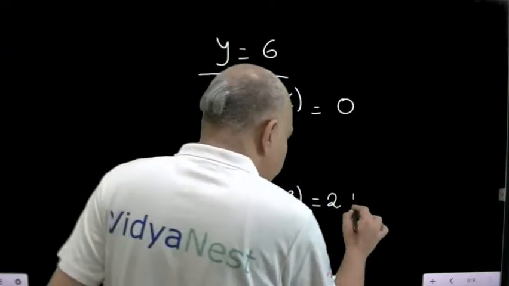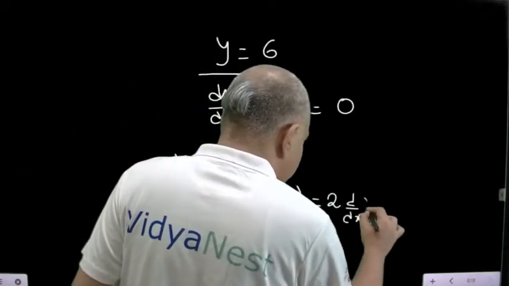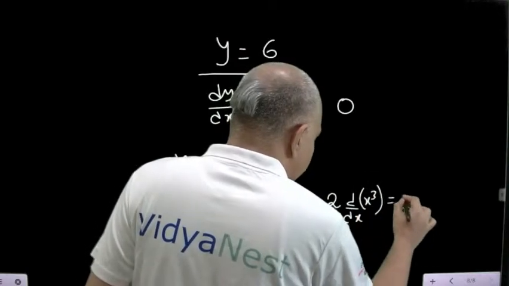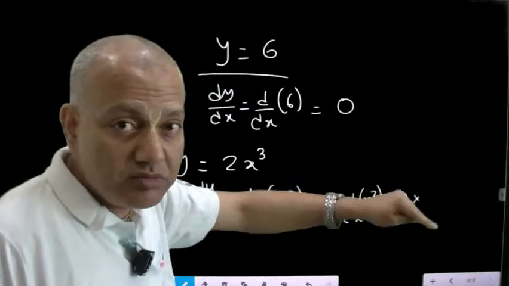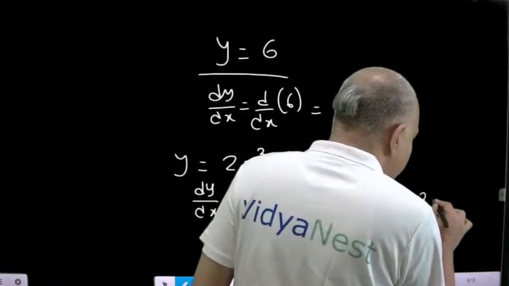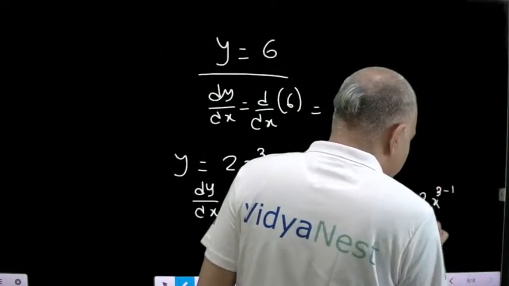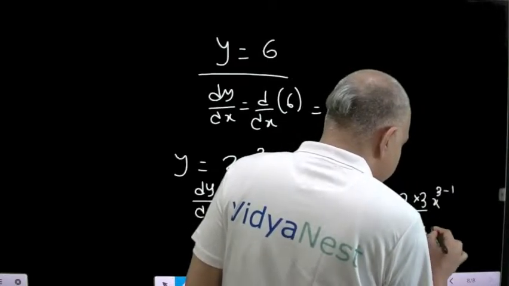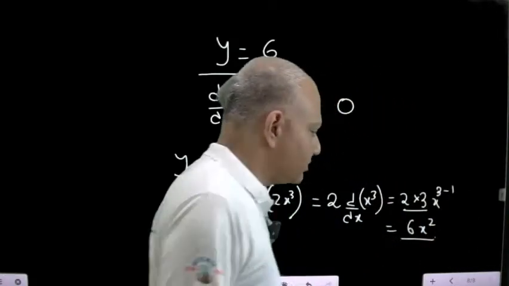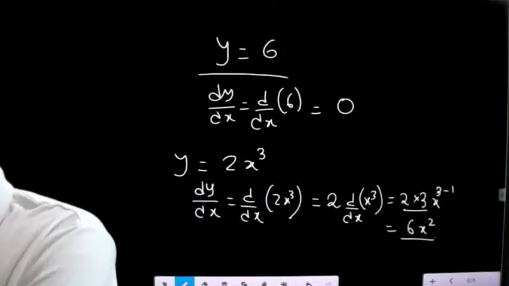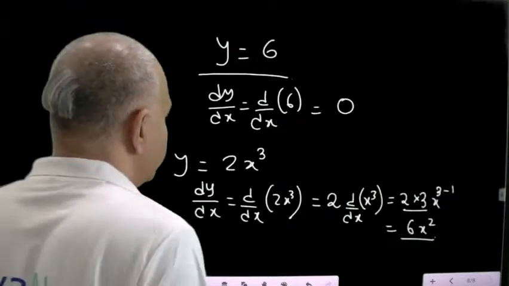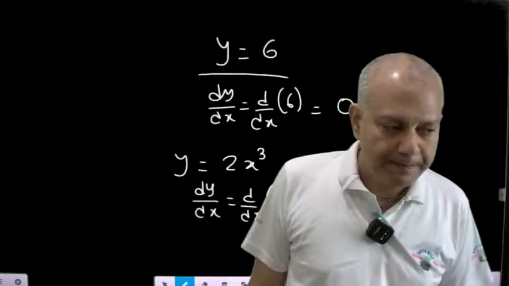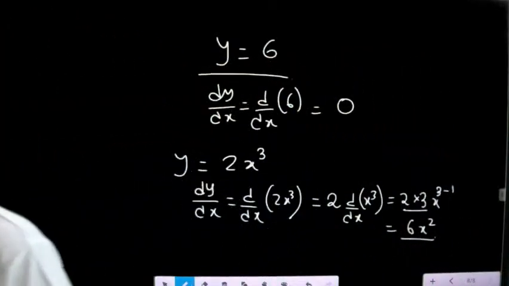Then differentiation of the x cube. Then 2 into, what is the value? You can see x to the power 3. n into x to the power n minus 1, 3 into x to the power 3 minus 1, means 3 into 2, 6 x square, 3 minus 1 is 2, 6 x square. Children understanding my point or not? If anyone having any confusion or doubt, you can tell me. Any kind of doubt, you can tell us.